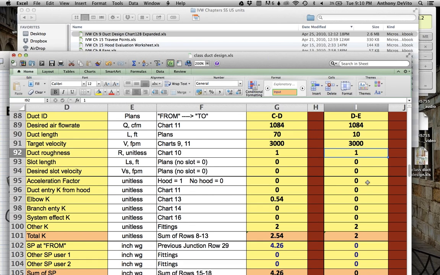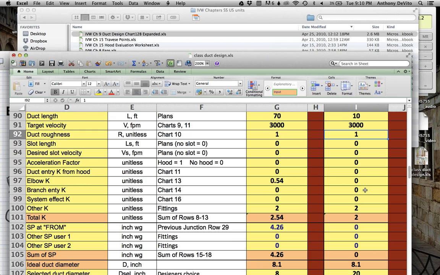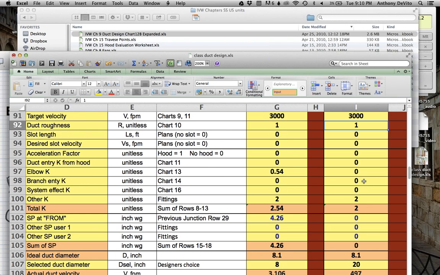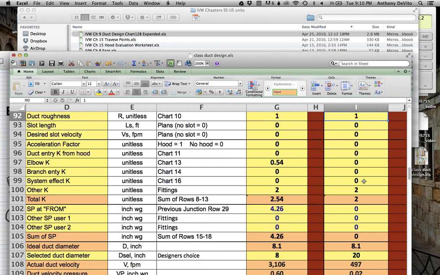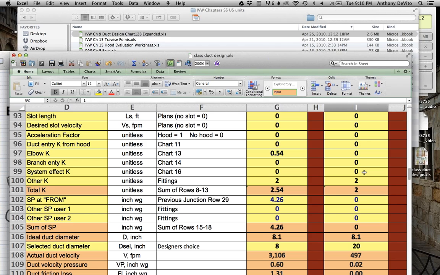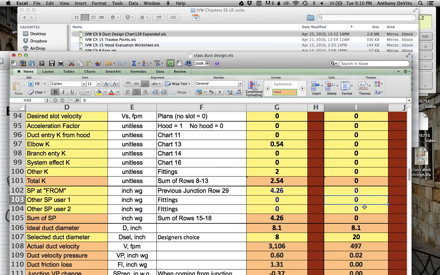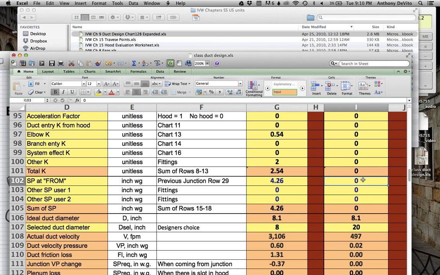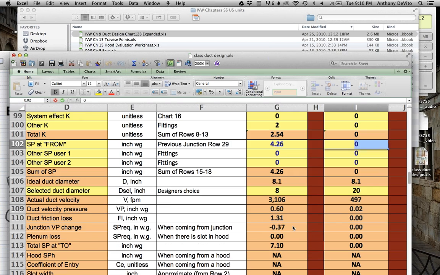Our acceleration factor, we're not coming from a hood, so no acceleration factor. Duct entry, no. Is there an elbow? No, it's coming straight out. Branch entry, no. System effect, no, because we're going to make sure that we give it enough distance before we go into the suction of the fan. Other K, any other Ks? No.